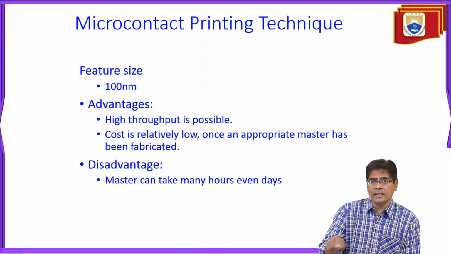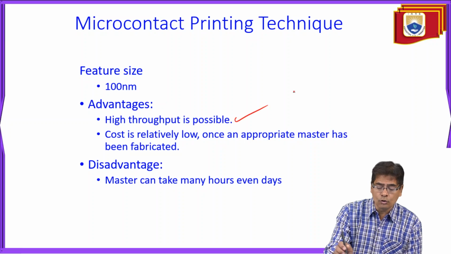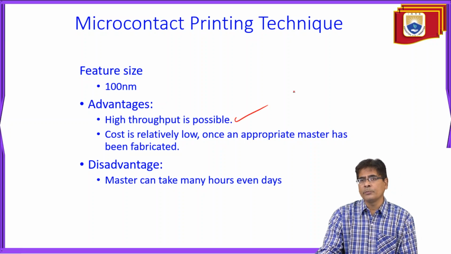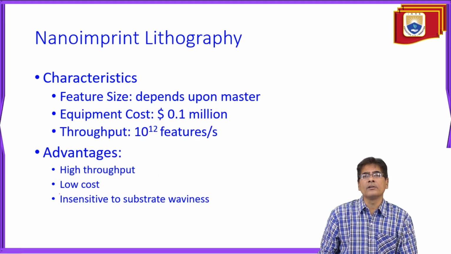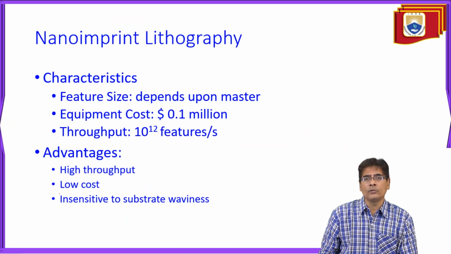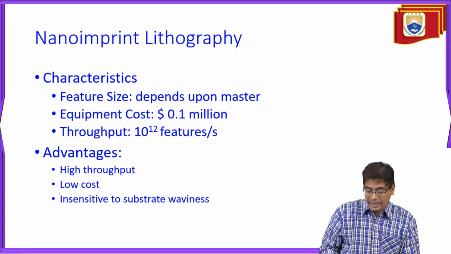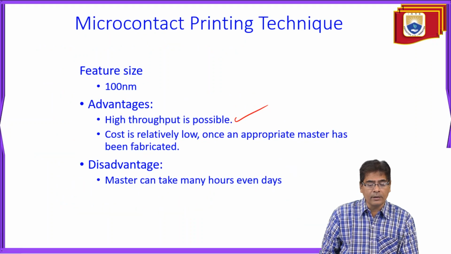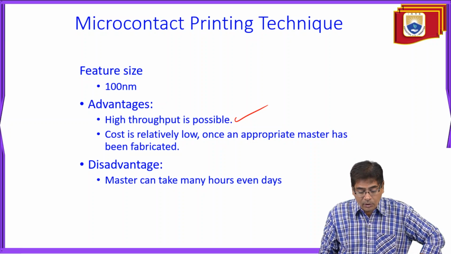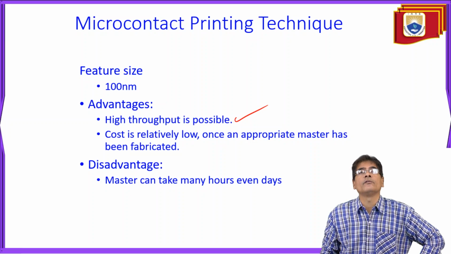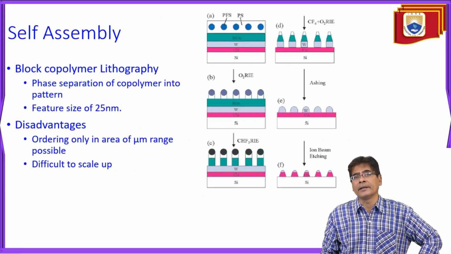Rather, the advantage is that high throughput is possible here. When compared to nano imprint lithography, which has 10^12 features per second, in the case of micro contact printing we can expect a higher throughput, more than 10^12 features per second, to be established using this technique, right?